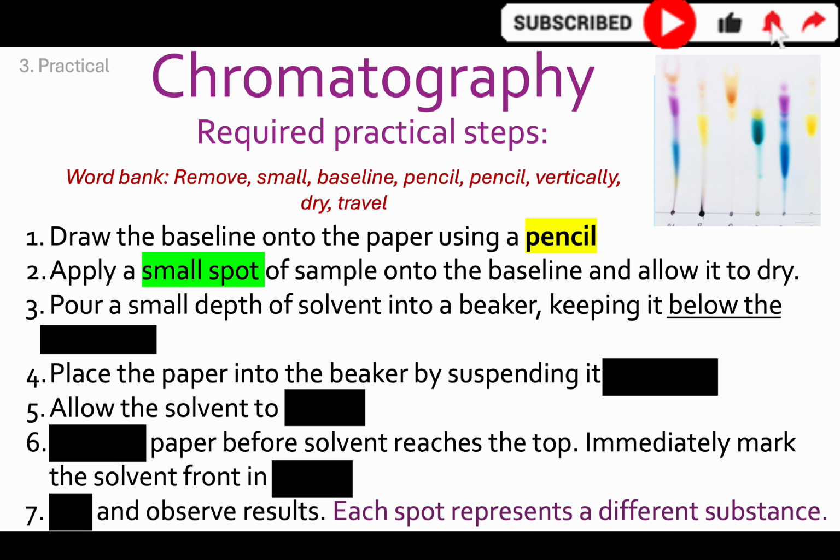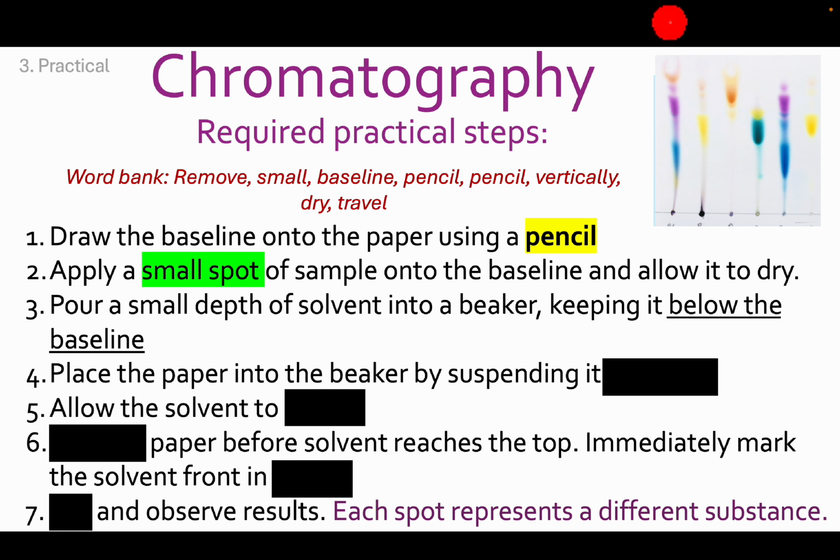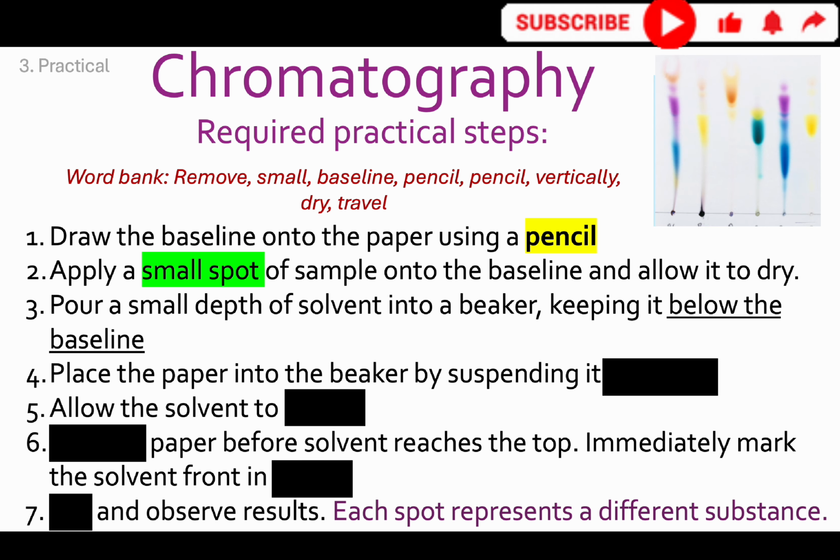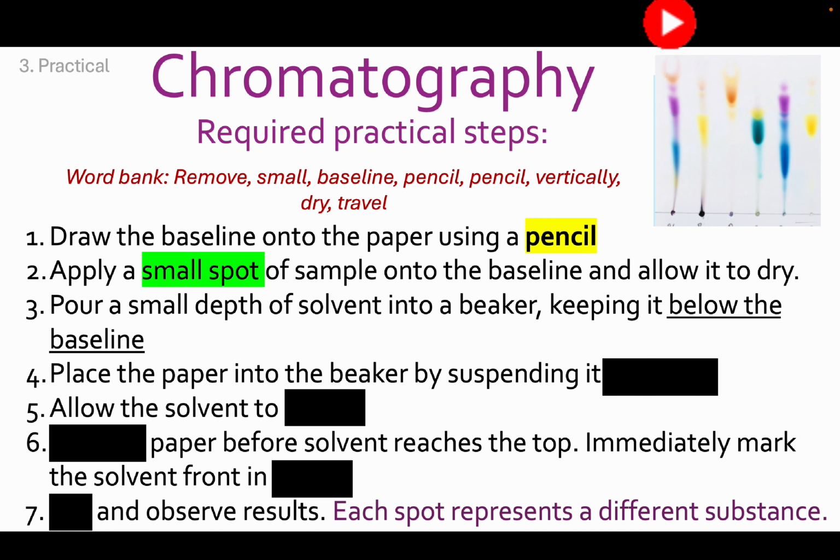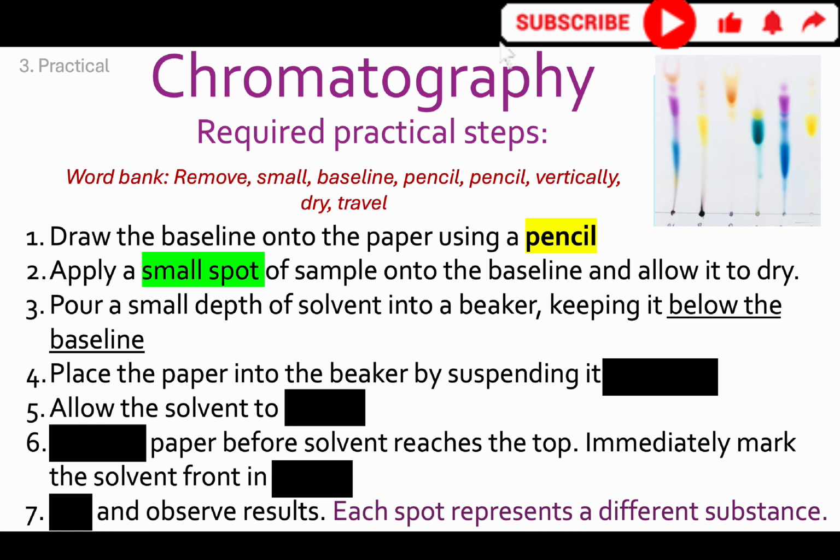Apply a small spot of sample onto the baseline and allow it to dry. Small spots produce clearer separation. Pour a small depth of solvent into a beaker, keeping it below the baseline. Again, very, very important. Make sure that the solvent that you add in is below the baseline. Common solvents are water and ethanol.